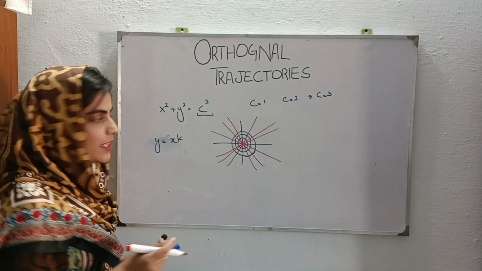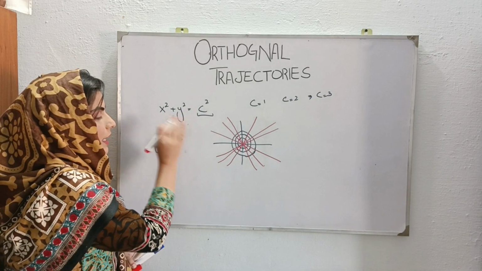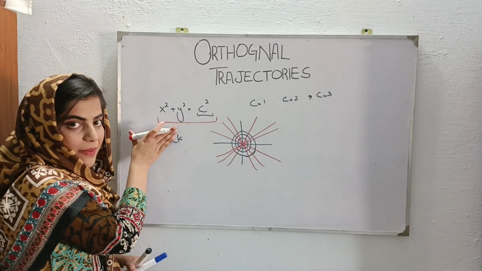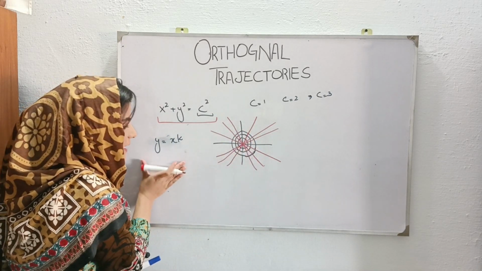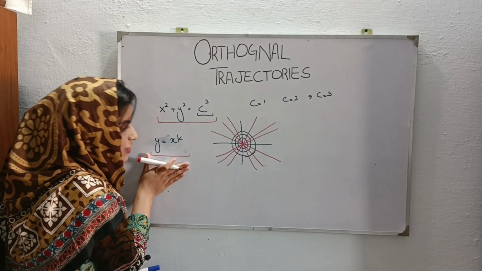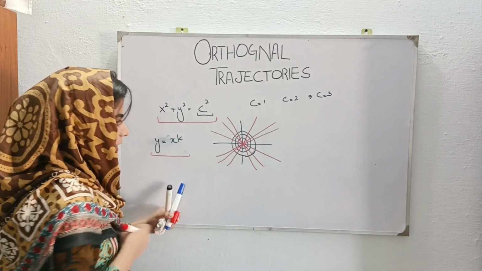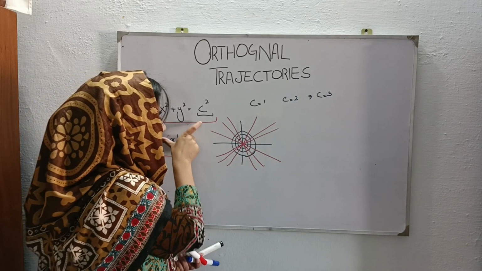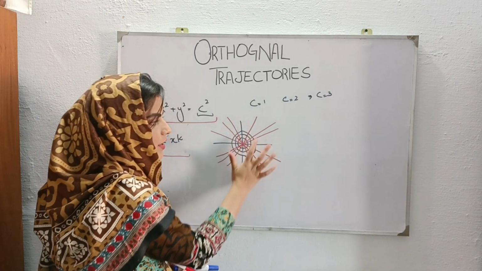Are you getting it? I have taken two general solutions. This equation represents the family of circles, which I have drawn with a black pen, while this is also a general solution, and this equation represents straight lines. Now, have you noticed that these two families of curves are intersecting each other?